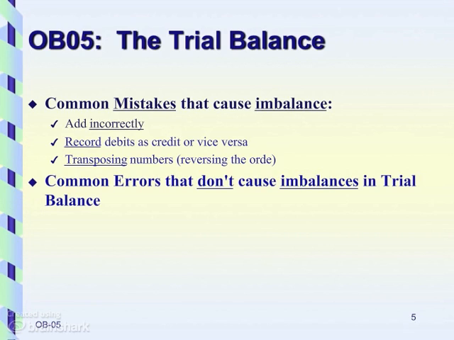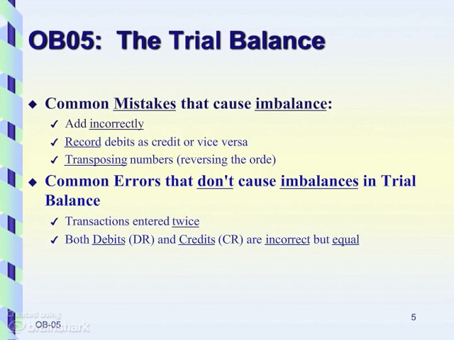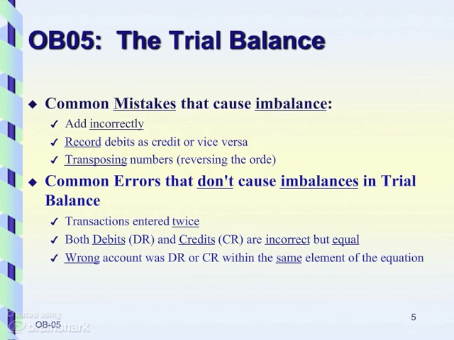Some common errors that do not cause an imbalance in the trial balance, meaning the balance at the end of the columns, the debits may equal the credits, but there are still errors, are if the transactions were entered twice, if both debits and credits are incorrect but equal, if the wrong account was debited or credited within the same element of the accounting equation.